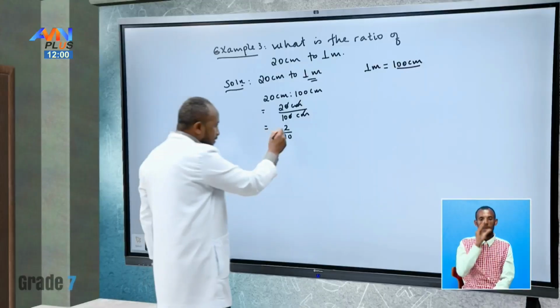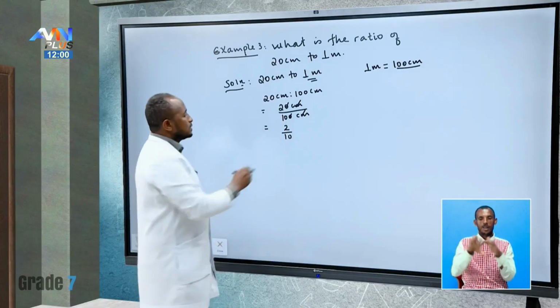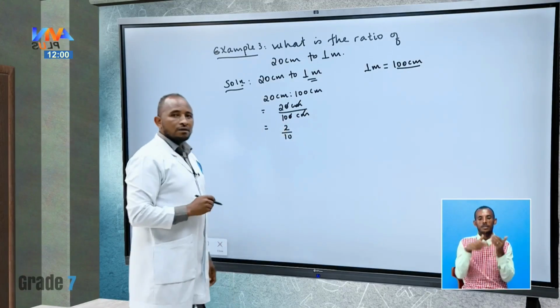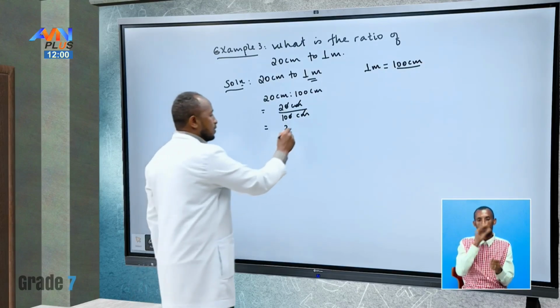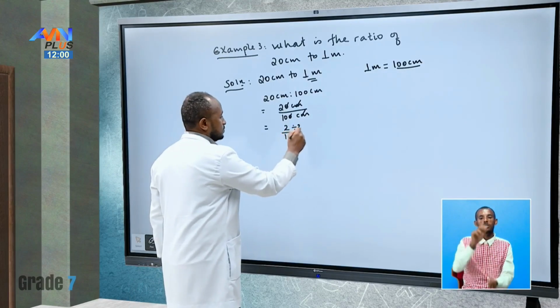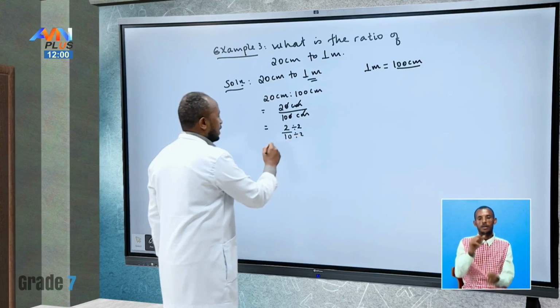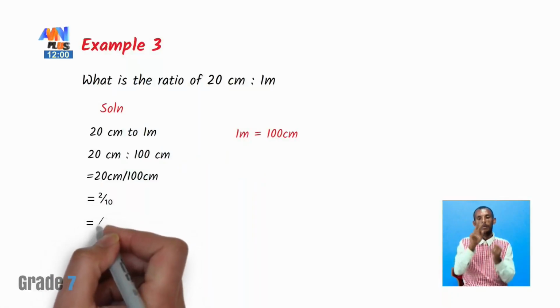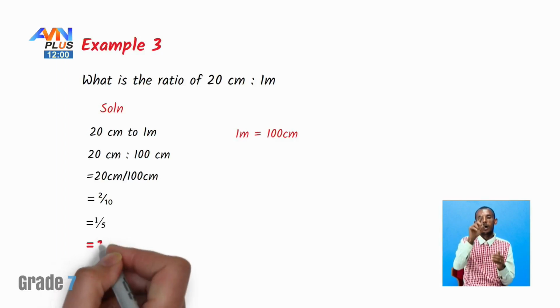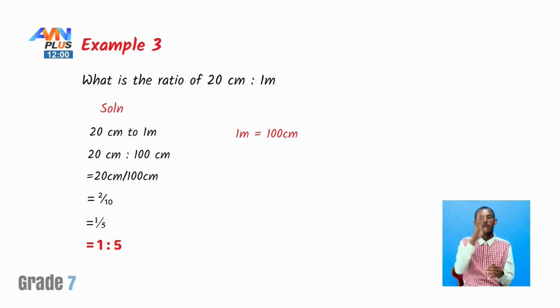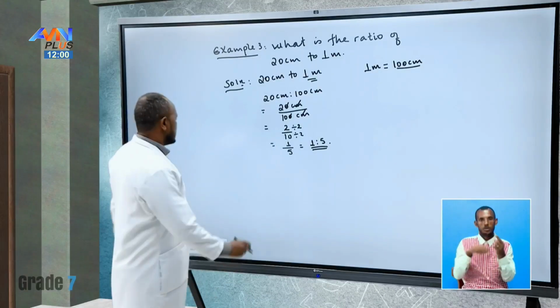And I can write this in lowest term. So since 2 and 10 have a common factor, their common factor is 2. So let's divide both by 2. So you have 2 divided by 2 is 1. 10 divided by 2 is 5. So this becomes 1:5 will be the final answer. Now let's proceed to another example.